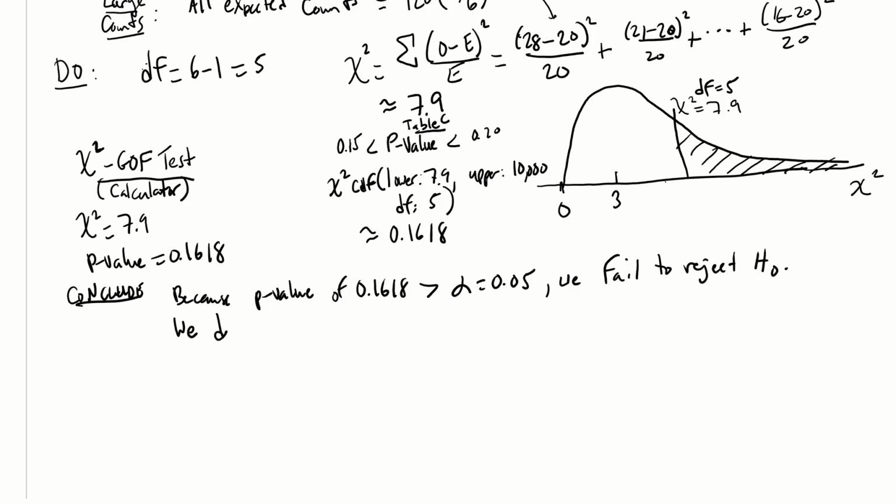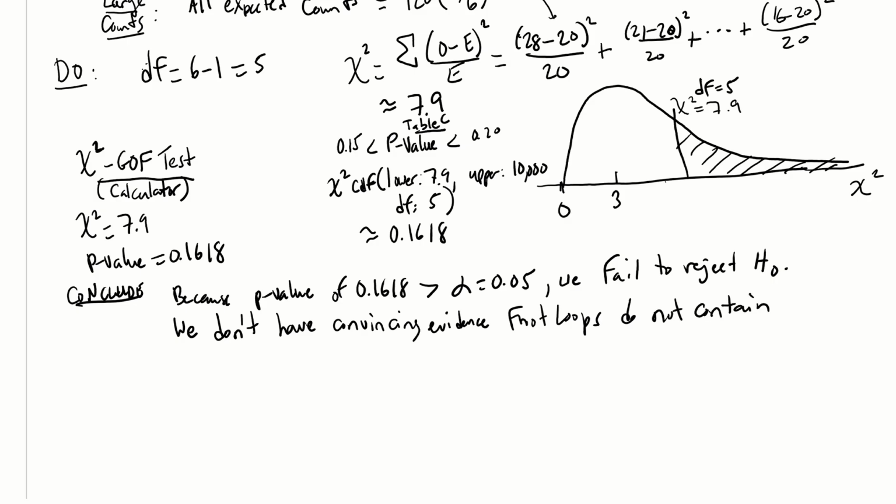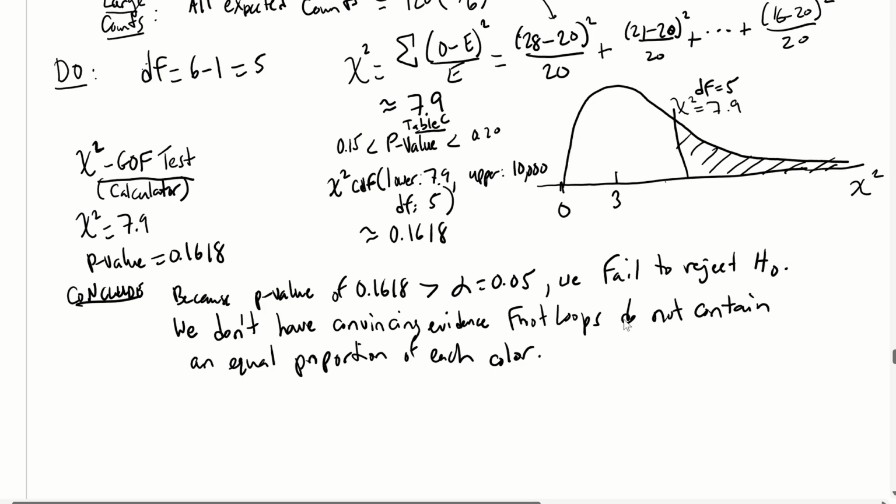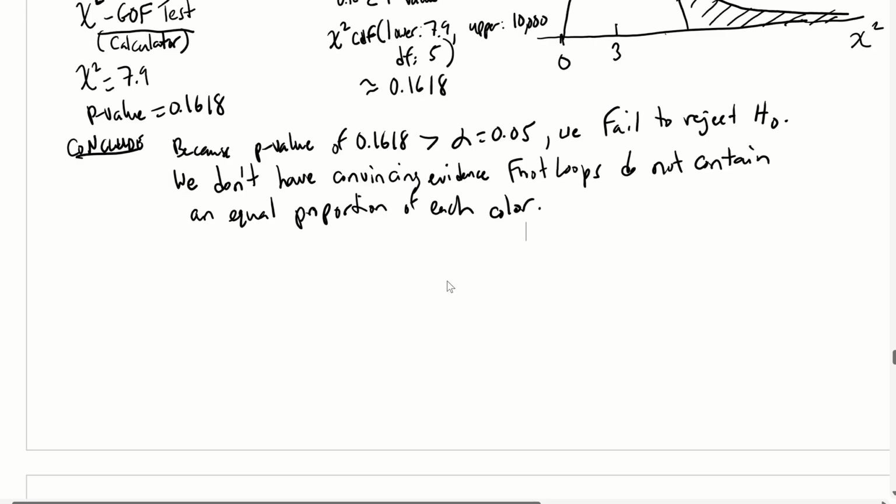We do not have convincing evidence for HA, which is that the Fruit Loops do not contain an equal proportion of each color. So we just don't have enough evidence from our data to support that it's different.